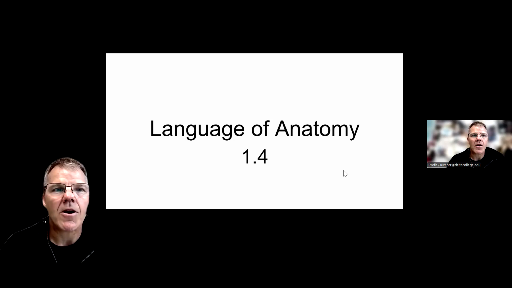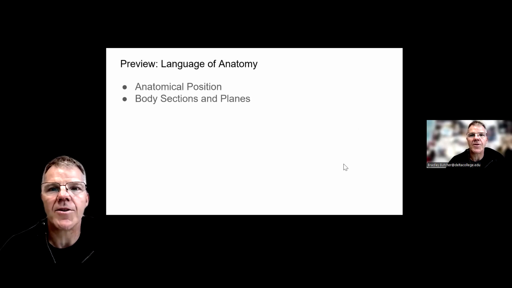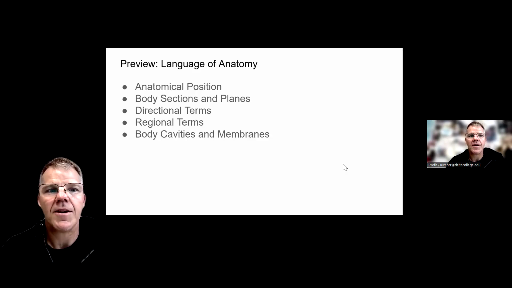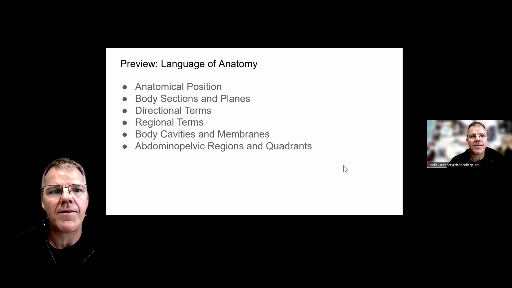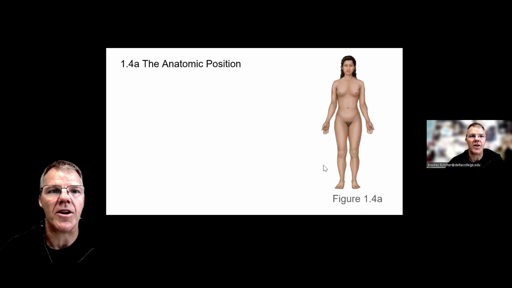Today, we are going to talk about anatomical position. We'll then talk about body sections and planes, directional terms, regional terms, the body cavities and membranes, and then we'll finish out with the abdominopelvic regions and quadrants. So let's talk about the anatomical position.